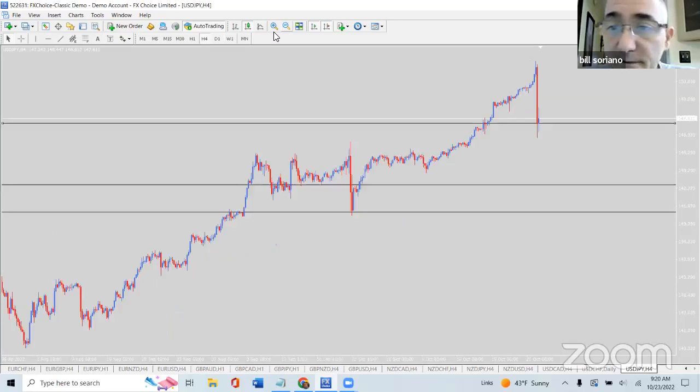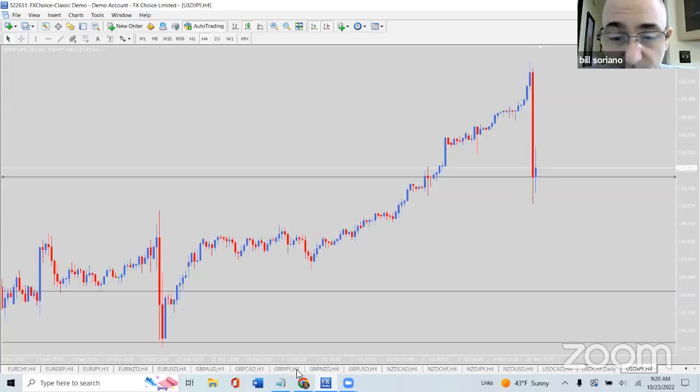in an uptrend. If you look at this here, you can see that UJ has been in an uptrend for a long time. So we're still looking for buys on this pair. Just fix this here. We're still looking for buys.